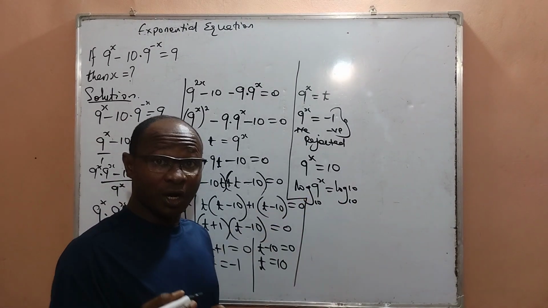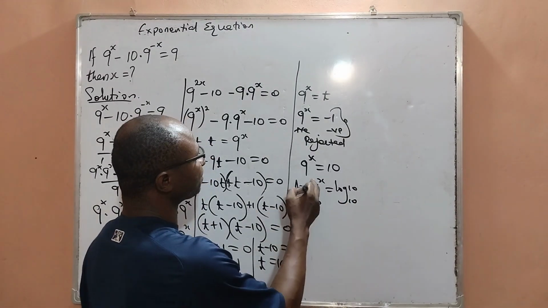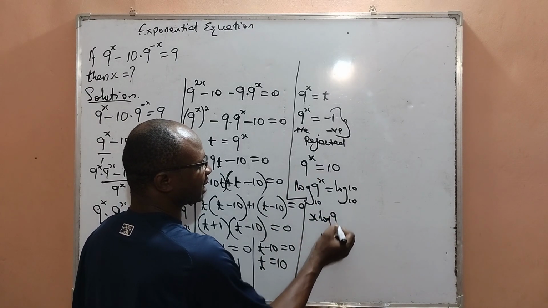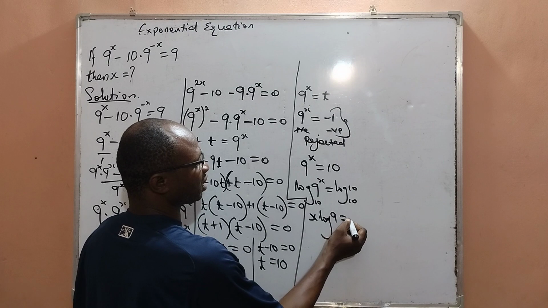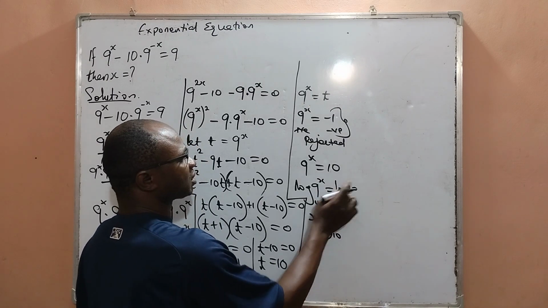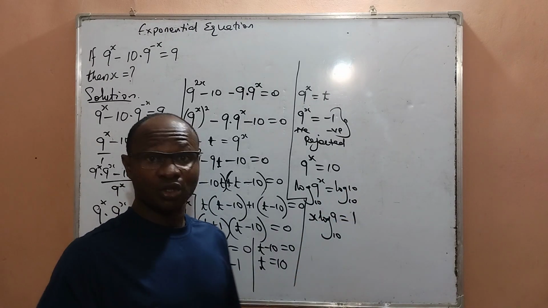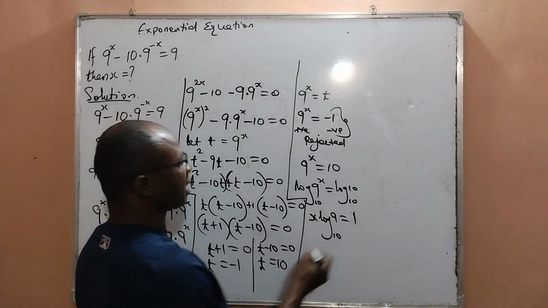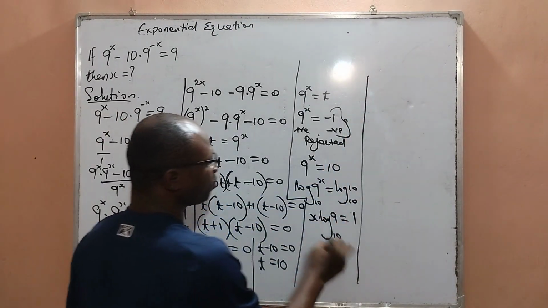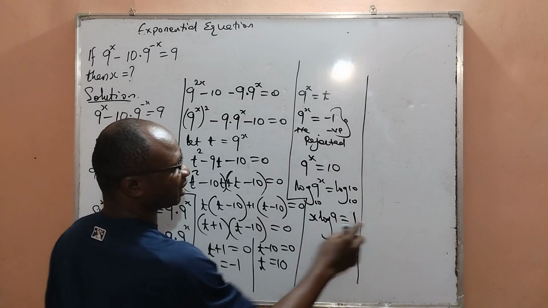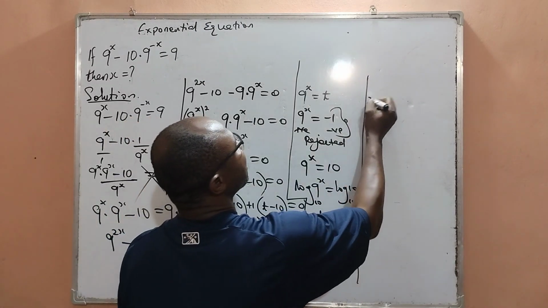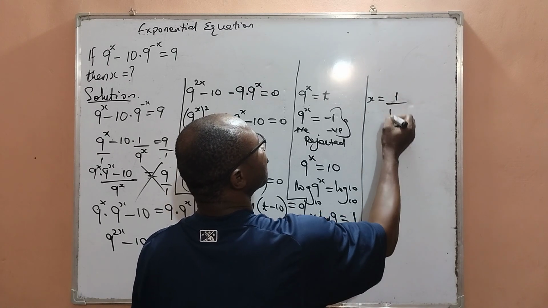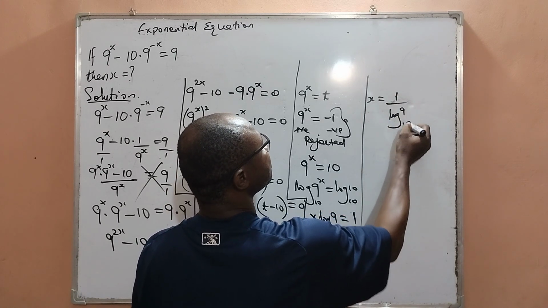So according to the exponential law of logarithm, this x will come to the front to give me x log 9 base 10 is equal to, in fact, log 10 base 10 is 1 according to the law of logarithms. The logarithm to its own base is equal to 1. Therefore, I can now move log 9 base 10 to the right hand side to get that x is equal to 1 divided by the log of 9 base 10.